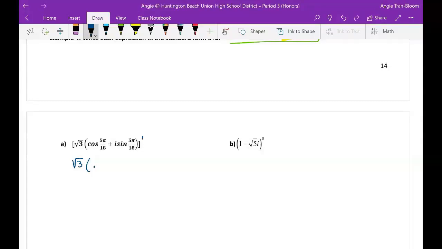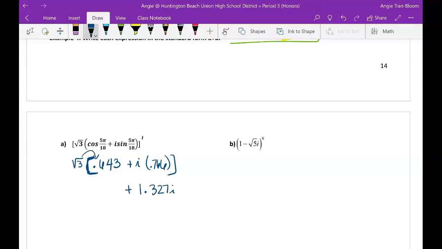Cosine of 5 pi divided by 18 gives me 0.643, plus i times sine of the same thing, which gives me 0.766. Now I will distribute the radical 3, so this is times radical 3. Since I already have this on my calculator, I will write this first: 1.327i.